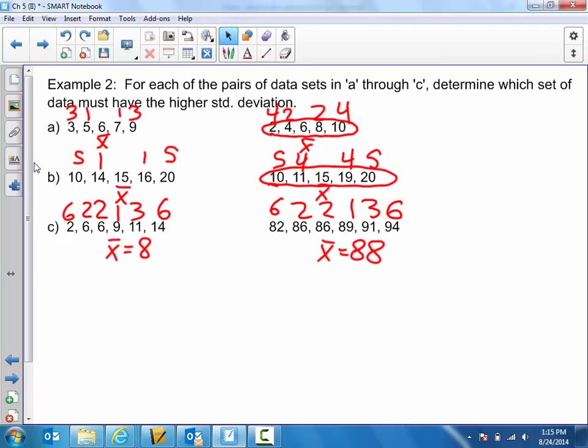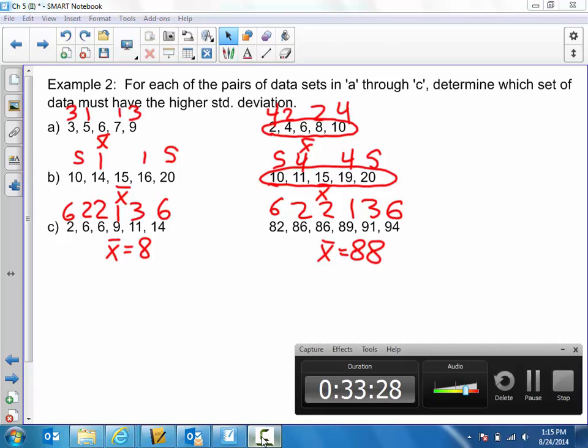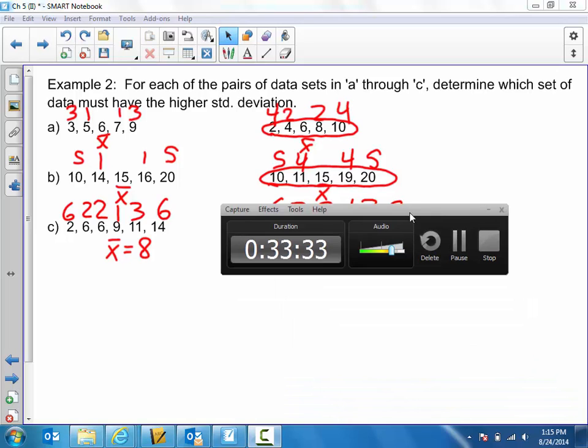Okay, so which would have the higher standard deviation? Well, neither. They would be the same. You can't really circle either of these data sets because even though the second data set is a set of higher numbers, they still tend to be spread just as far from their mean as the first data set is spread from its mean. So neither standard deviation would be greater than the other.